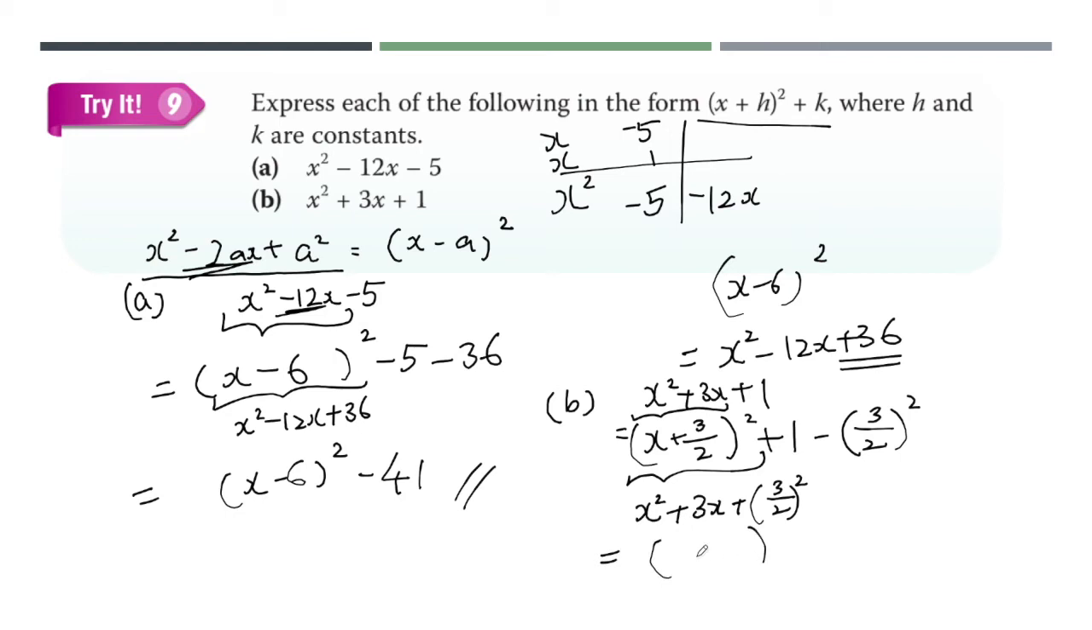Okay, so we have this bracket. This is the factorized portion. And then this, you can use your calculator to calculate what is 1 minus (3 over 2) squared, which is negative 5 over 4. So 1 minus (3 over 2) squared is negative 5 over 4. So this is the completed square form.